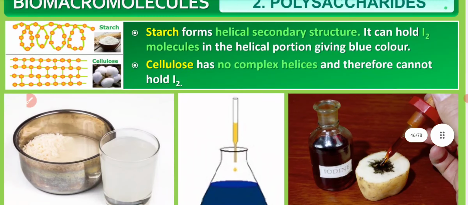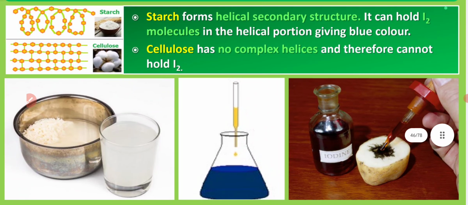Next, polysaccharides. Starch forms a helical secondary structure. It can hold I2 molecules in the helical portion, giving blue color. Cellulose has no complex helix and therefore cannot hold iodine.